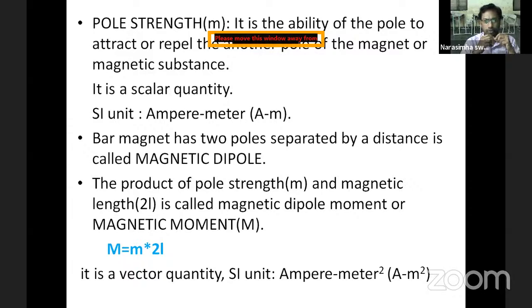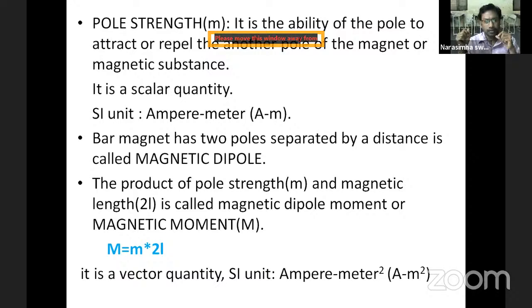So here, what is pole strength? It is the ability of the pole to either attract or repel another pole of the magnet which is kept near to that substance. So this is the pole strength of the given magnet. It is a scalar quantity, it has only magnitude, and the SI unit for this is ampere meter.